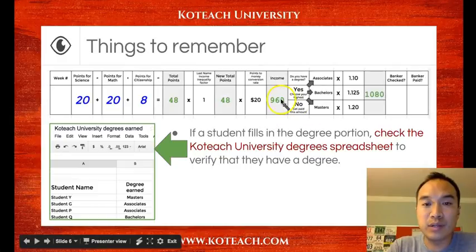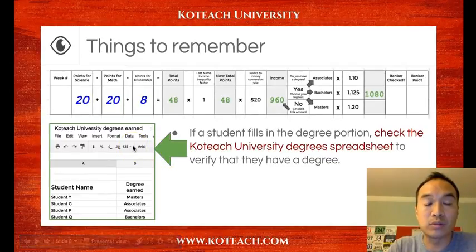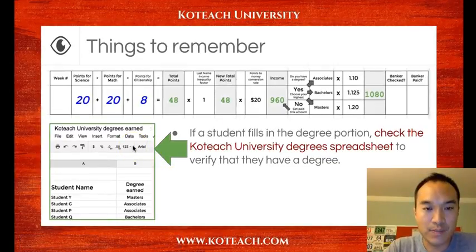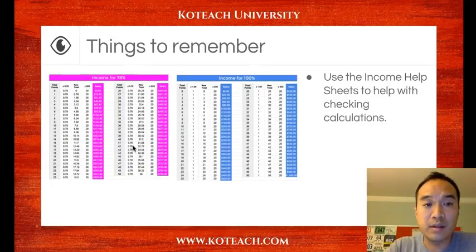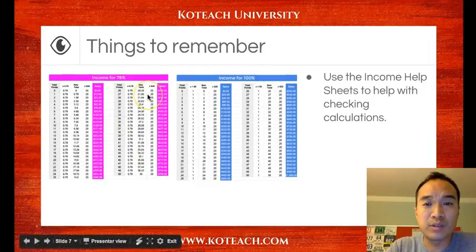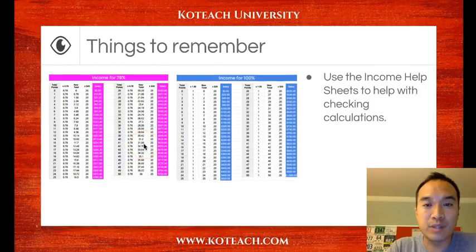Secondly, if a student claims that they have a degree, we just want to verify that and check that in our co-teach university degrees earned spreadsheet, and you will have access to that. Finally, another thing to remember is there are these wonderful income help sheets to help you, the banker, and just to let you know they're there for you. Please use them. That way you can check these income sheets accurately and also quickly.